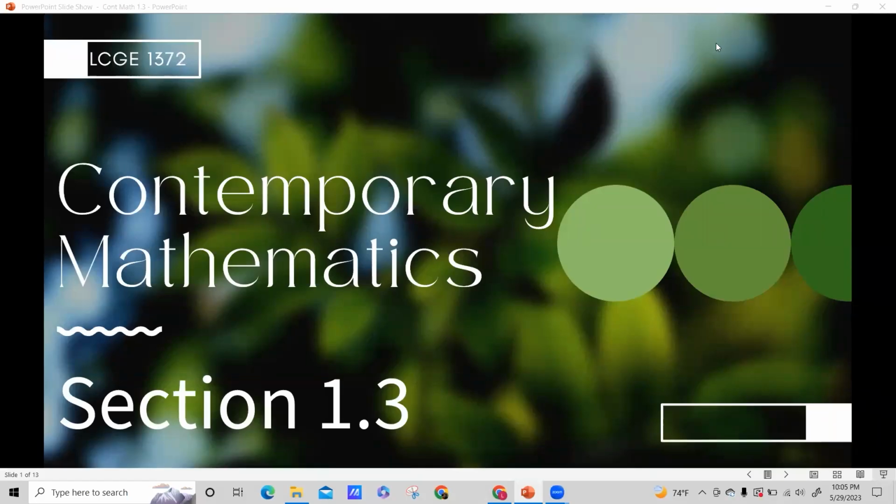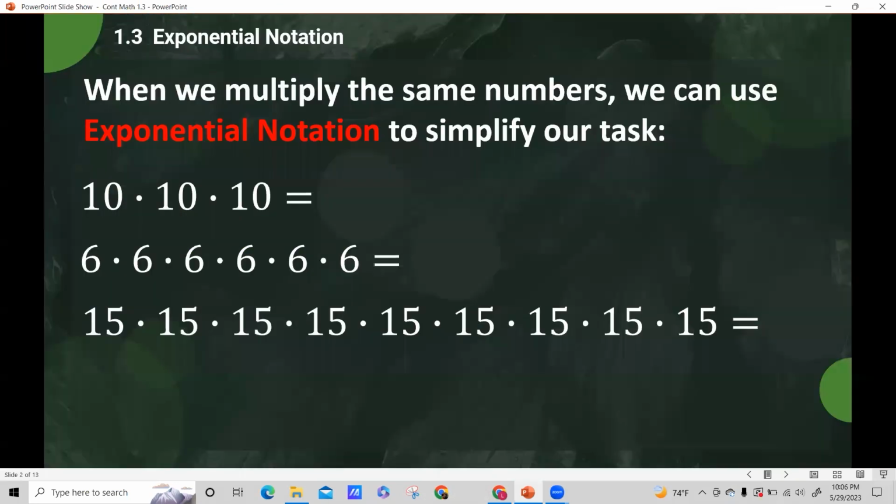Let's take a look at section 1.3. In this section, we are going to look at exponential notation. When we multiply the same numbers, we use exponential notation to simplify our task. So for example, if we say 10 times 10 times 10, that can be reduced down to 10 to the third power. It's just a simpler way of writing things.